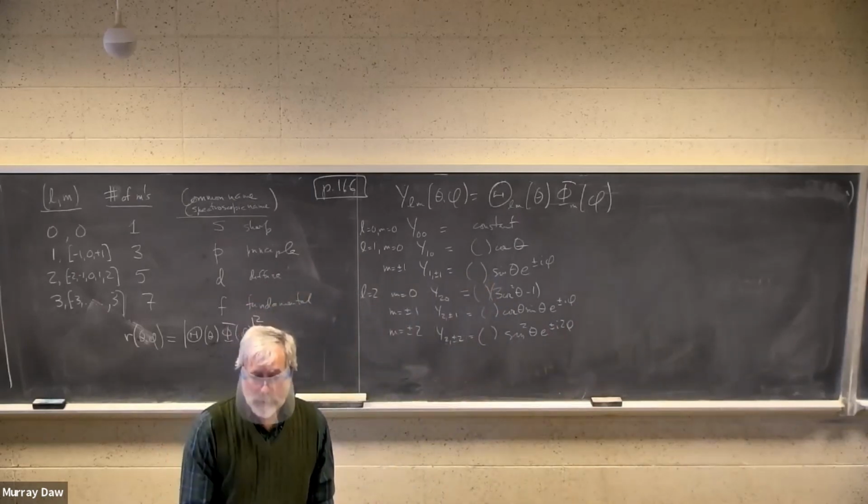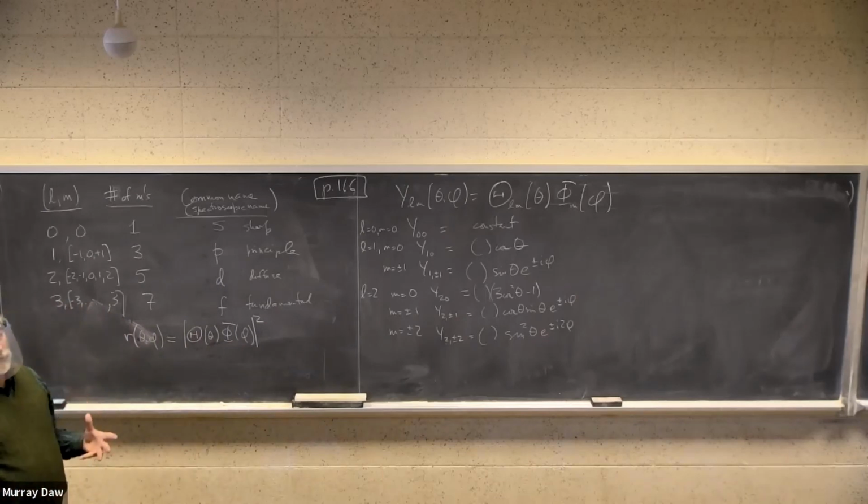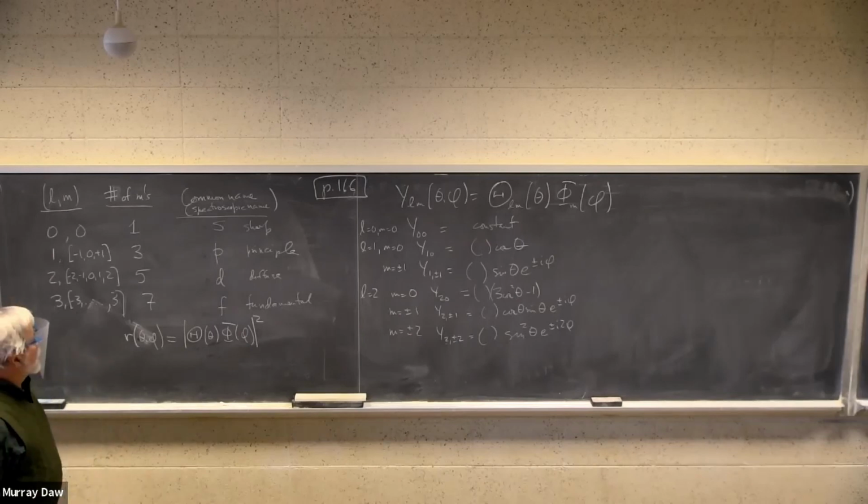Okay, and it goes on. It goes on without limit. For the particle in a sphere, there's no limit because the particle is surrounded by an infinitely hard potential. And so there are an infinite number of these states.